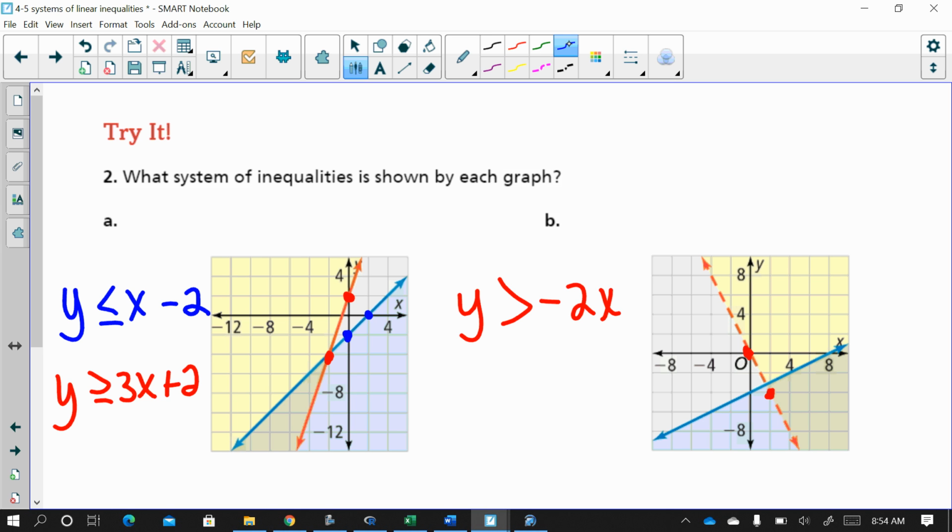Okay, onto the blue line. My y-intercept is at -4. Okay, and then my slope, I go up 1 over 2. So my slope is 1/2. Notice I'm shaded below, so I'm less than, and it's a solid line, so equal to. And there's your answers.